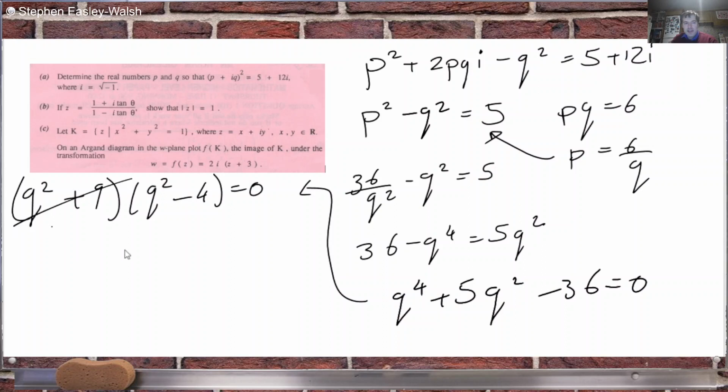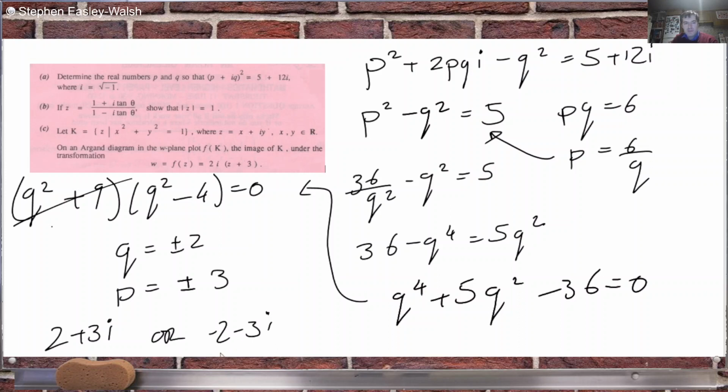This one doesn't make sense. So you have q equals plus or minus 2, which means p is plus or minus 3. So it's 2 plus 3i or minus 2 minus 3i. And I can test it.